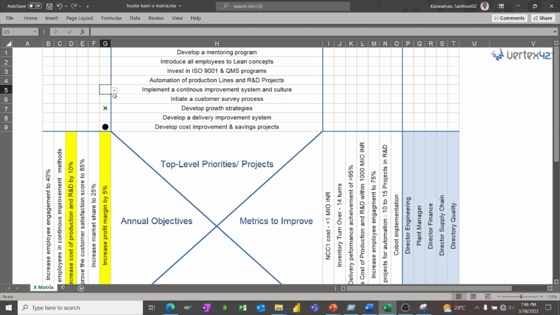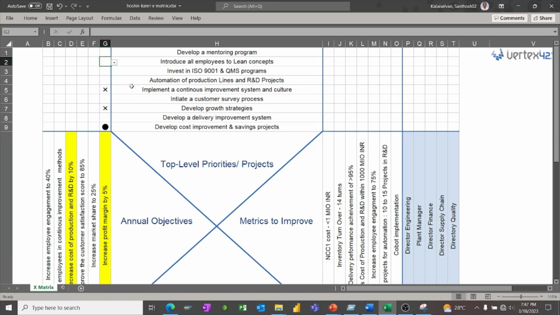Implement a continuous improvement system and culture. Yes, it is related, but it is tertiary. So automation of production lines and R&D projects. Yes, this includes investments, and this will affect the profit in the short term, but it can yield results in the long term. Investment in ISO and other QMS programs will affect the cost in the short term, so I will leave this blank, because this will not be able to correlate with increasing the profit margin by 5%.